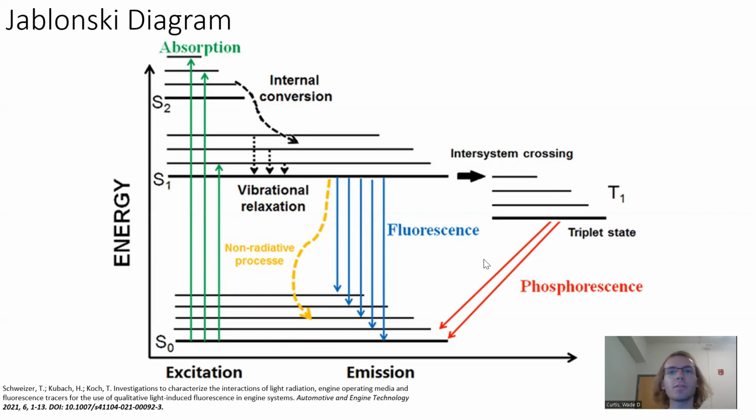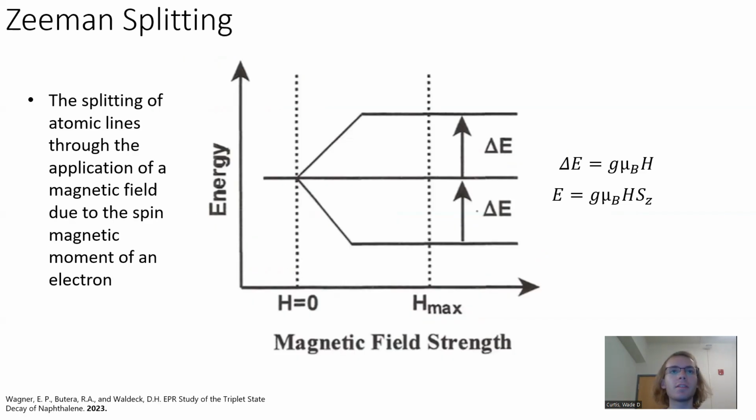However, the degeneracy of the triplet state makes analysis harder. So, the Zeeman splitting effect is used to break the degeneracy of the triplet state. The Zeeman splitting effect occurs when a magnetic field is applied to an electron, causing the degeneracy of the electron to fall away. This is due to the spin of the electron being parallel, which has a lower energy, or antiparallel, which has a higher energy, to the magnetic field.